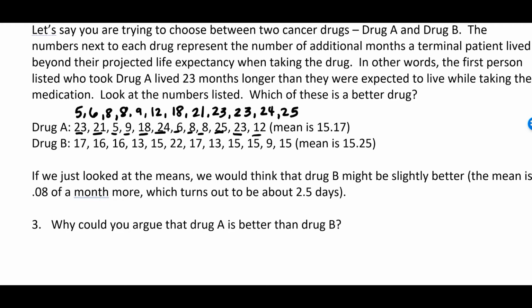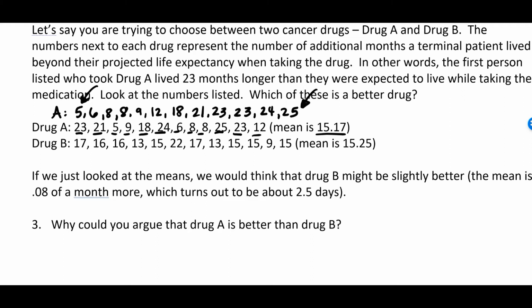Okay, so here we can see I've got drug A in order. And so now it's easier to see that the person who got the lowest advantage lived an additional 5 months. The person who got the best advantage lived an additional 25 months, or over 2 years. And the mean for this group was 15.17. So the average additional life that patients using drug A got was about 15 months, so a year and 3 months.